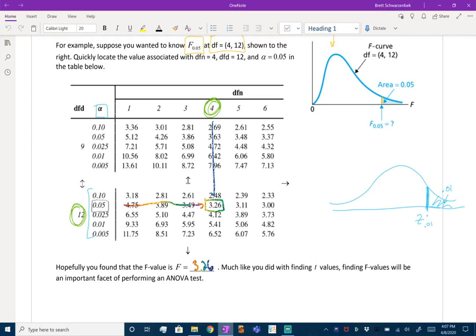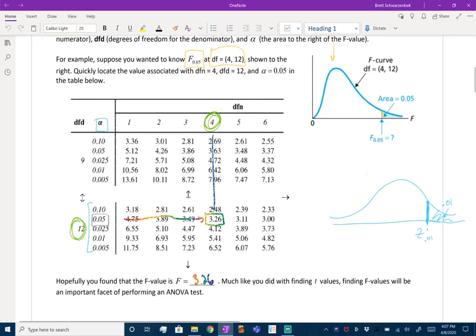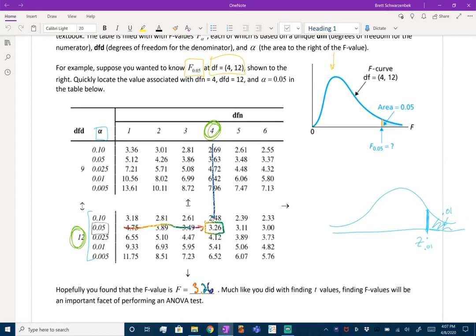Okay, so what do the actual F tables look like as a whole? So we've seen an abbreviated version, obviously, over here, but what does it look like as a whole? So let's bring those up.